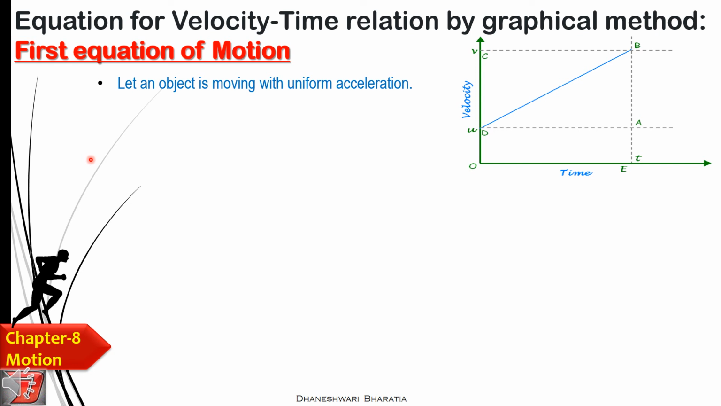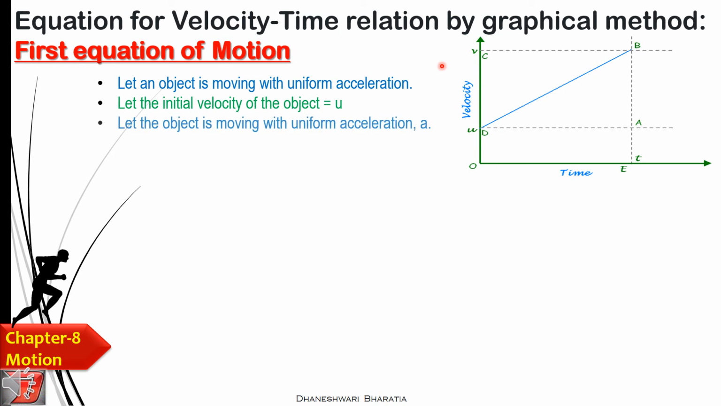Okay, uniform acceleration से हो रहा है. How can we assume that? Because we are getting a straight slope here, right? Now let's assume that the initial velocity of the object is u and it has traveled a certain distance and the final velocity will become v. Fine. And it is moving with the uniform acceleration a. Fine. And the object is reaching point B after a certain time, and that time is t.